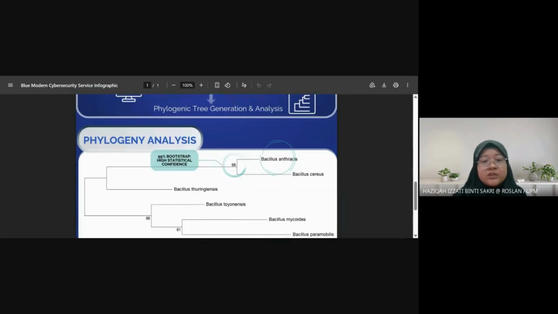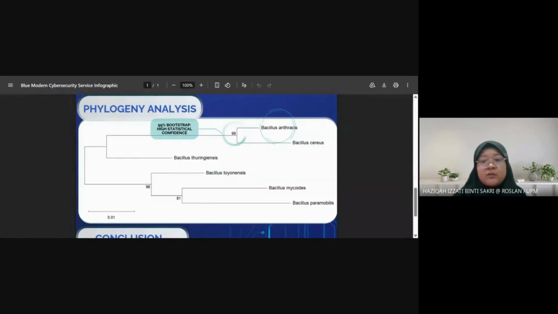From the phylogenetic tree analysis, it was found that Bacillus anthracis with Bacillus cereus has a 99% bootstrap, which indicates high statistical confidence. It was also found that the branches of both of these share a common ancestor, which means that they have a short evolutionary relationship.